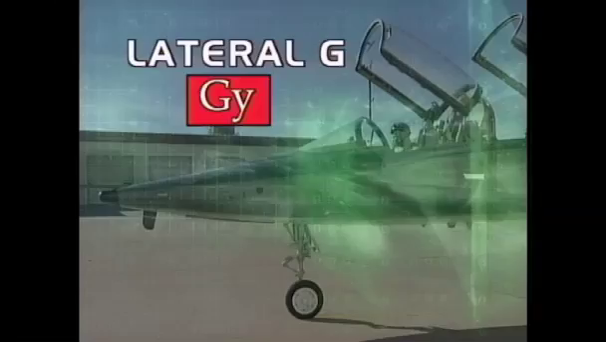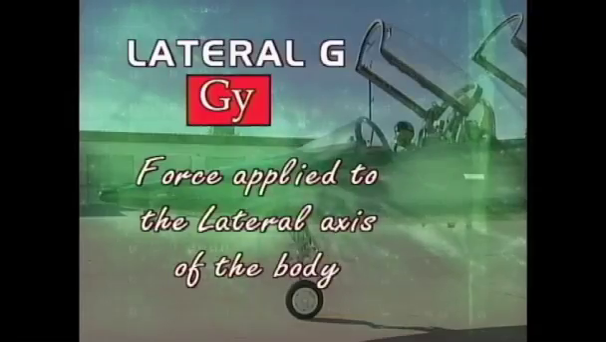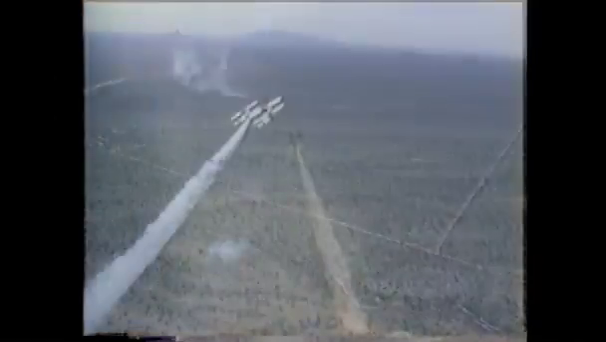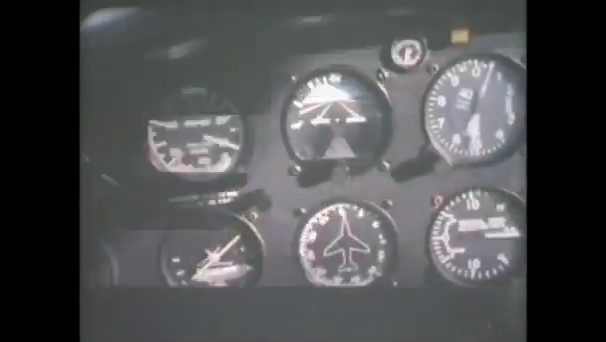A second type of G-force is lateral or Gy. This is where the force is applied to the lateral axis of the body. Lateral Gs occur when a pilot is exposed to acceleration from side to side. Lateral Gs occur during a vertical roll, a rudder roll, an aileron roll, or an uncontrolled flat spin.